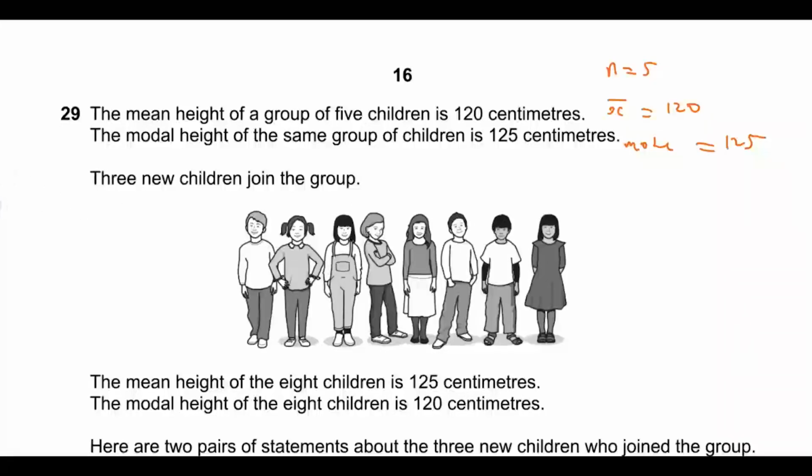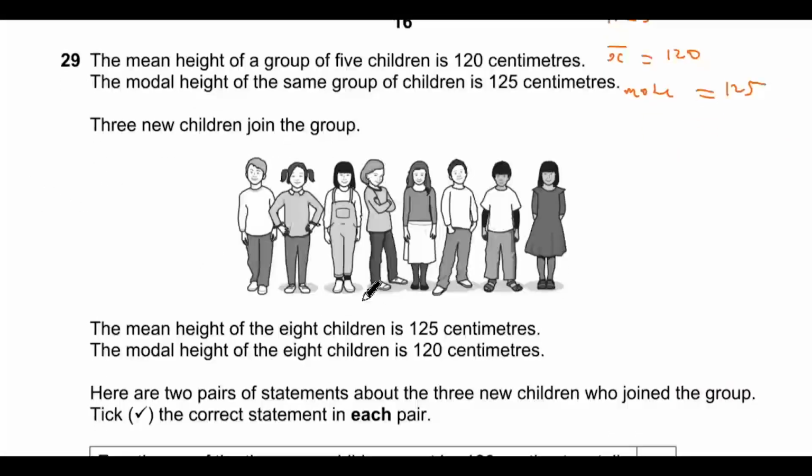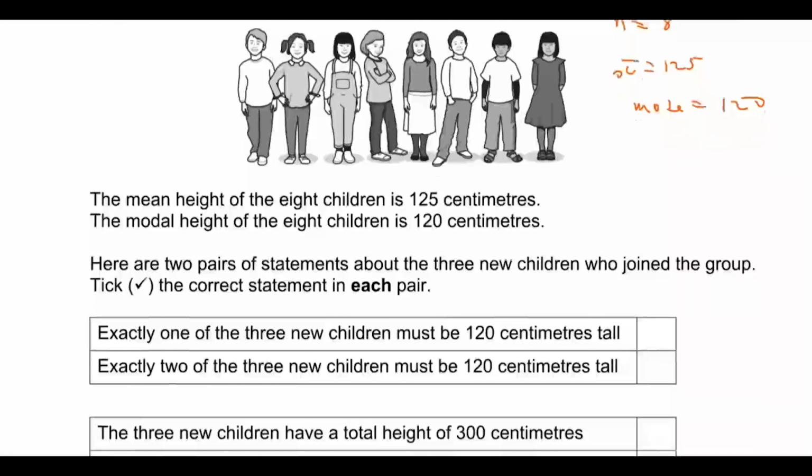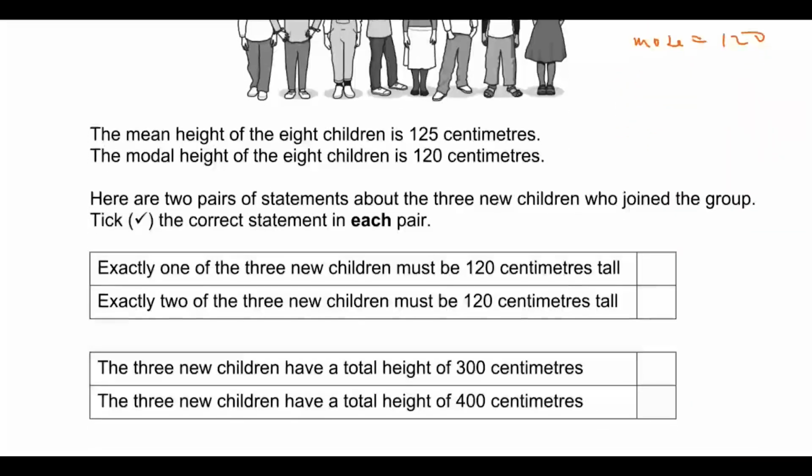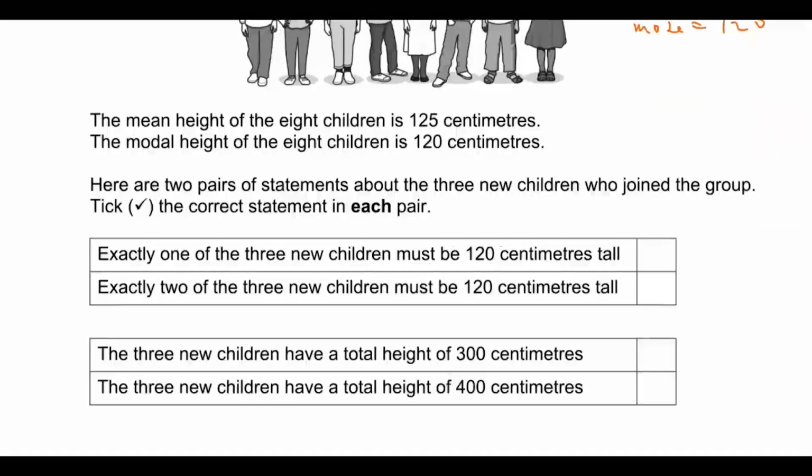3 new children join the group. That means there are now 8. So the mean of the 8 children is 125. So when n is equal to 8, the mean is equal to 125 centimeters, and then the mode is equal to 120. So the question is, here are 2 pairs of statements about the 3 new children who joined the group. Tick the correct statement in each pair.